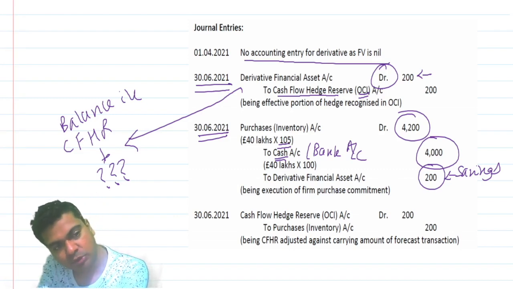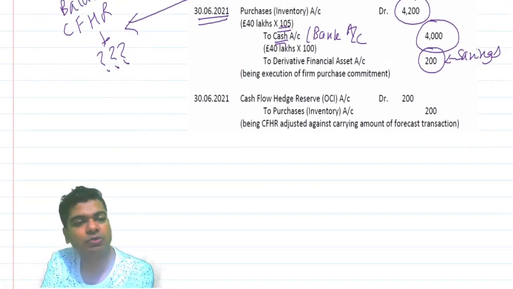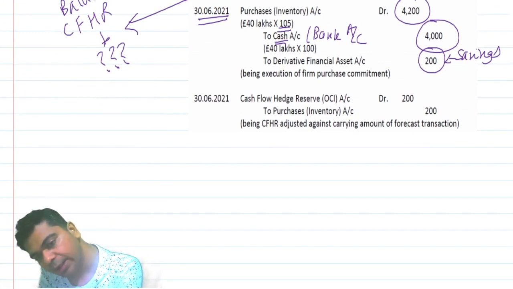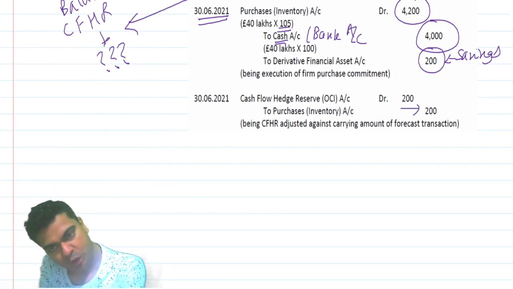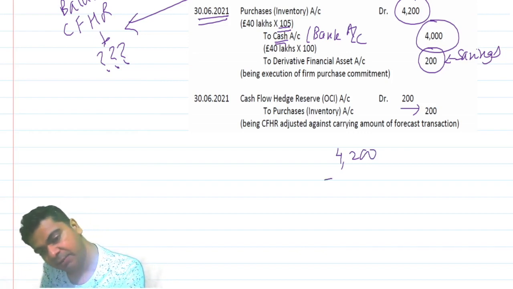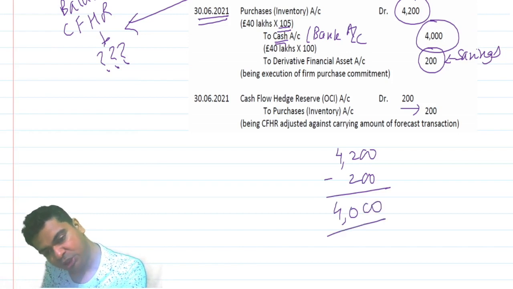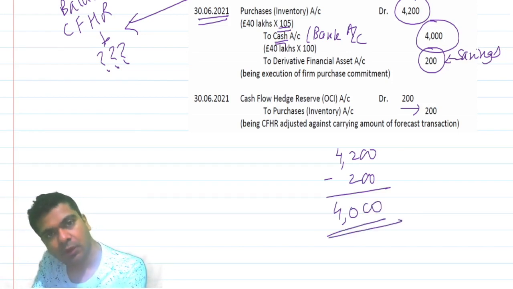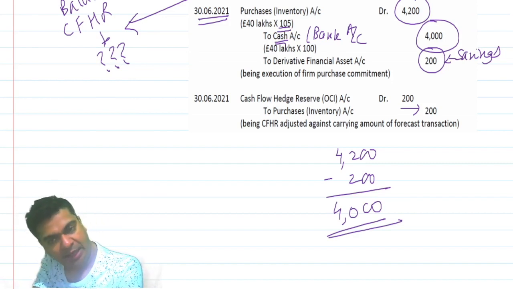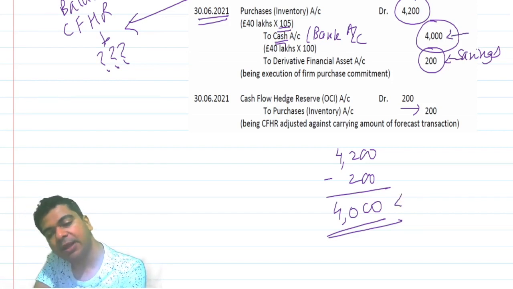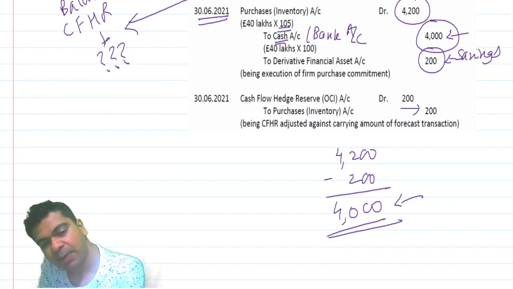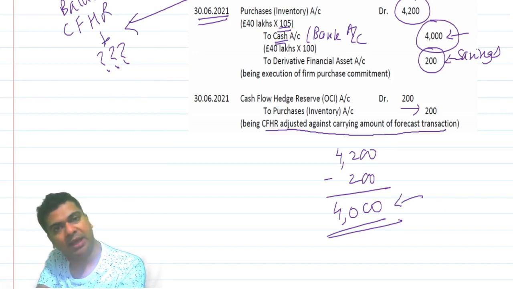So that's your final accounting entry. As you can observe over here, your final accounting entry, yes, cash flow hedge reserve account debit 200 to purchases or inventory 200. So your inventory, which was originally recorded at 4,200, because now the inventory will be credited by 200, your eventual purchase cost becomes 4,000. It becomes exactly equal to the cash that you had paid. The cash paid was 4,000 by us. That becomes the eventual cost of the purchases. So that's what we say, that the cash flow hedge reserve balance is adjusted against the carrying amount of the forecast transaction.